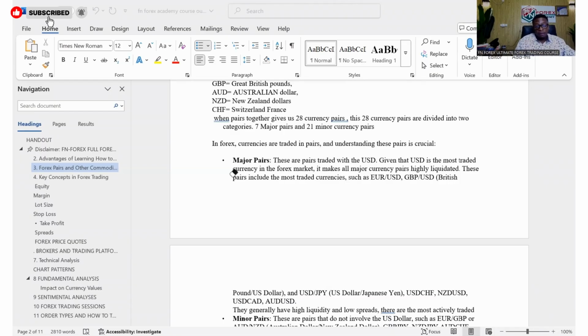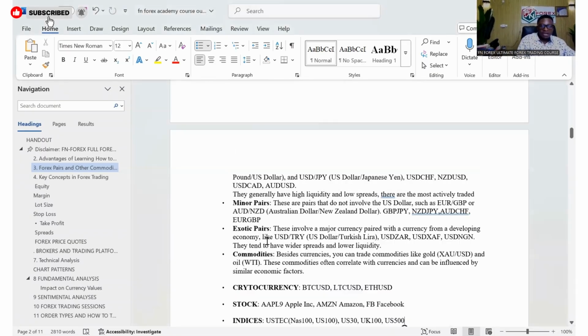So that is that for the major currency pairs. Now we go to the minor currency pairs, right? The minor currency pairs simply have less volume and less liquidity, unlike the major currency pairs. The minor currency pairs are pairs that do not involve the US dollar, so you will not see them trading against the US dollar. Since we have 21 of them, we are not going to list them all. We are going to list just a few.